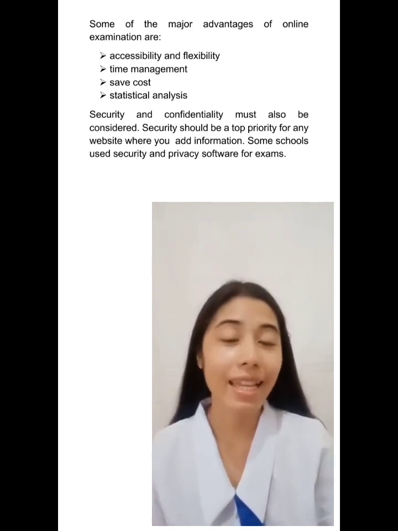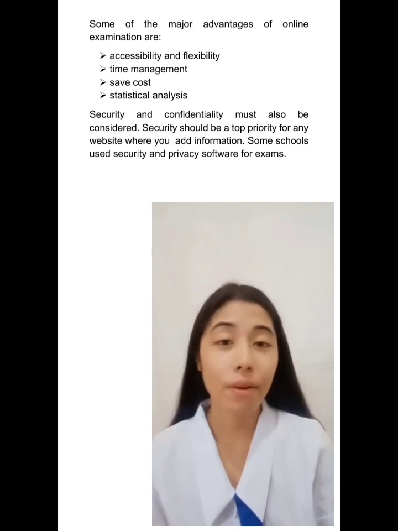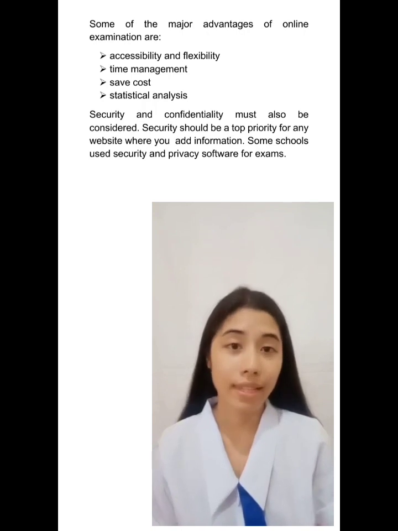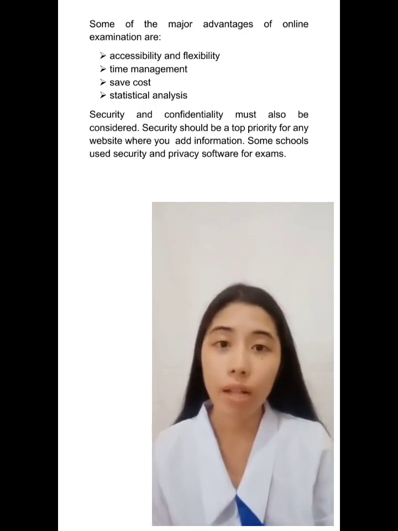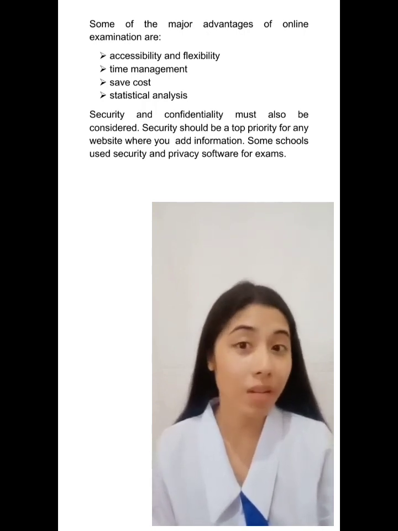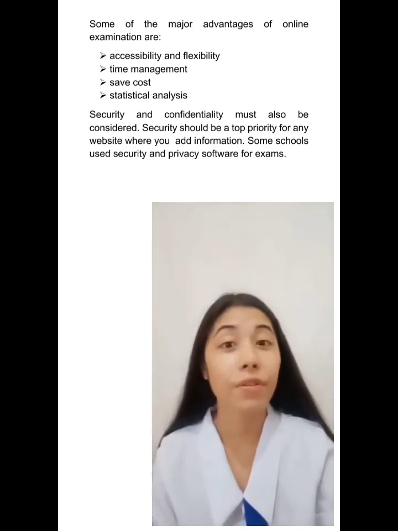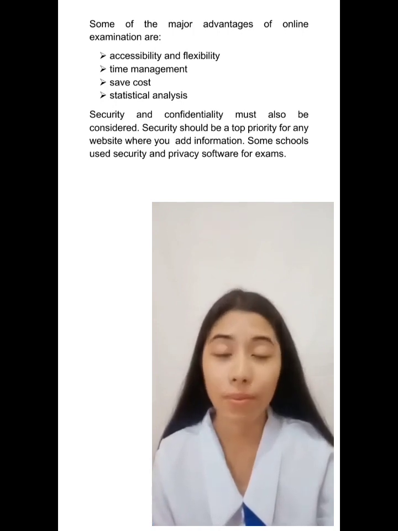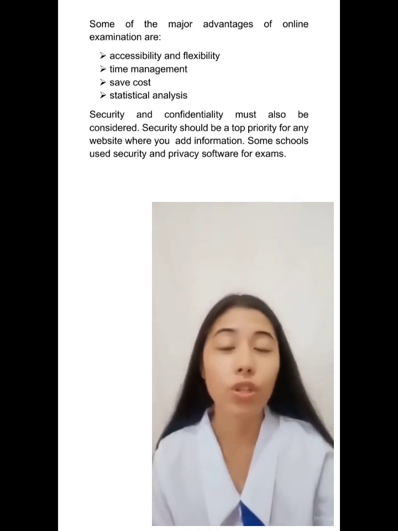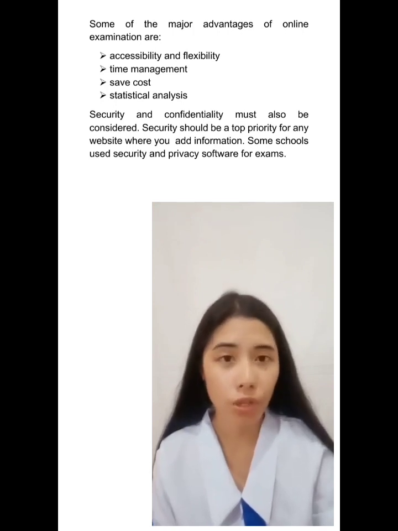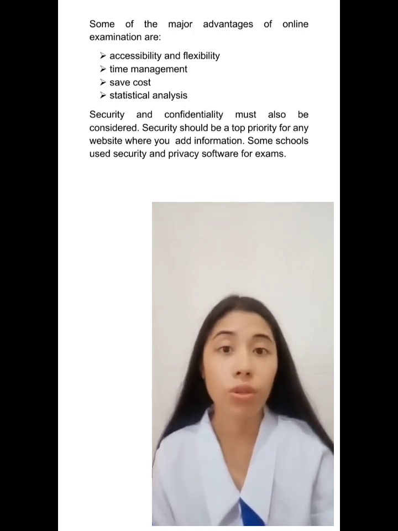Lastly, statistical analysis. Different comparative analyses can be done to analyze the outcome of an exam over time with the help of compared data, which can be easily stored over time. Security and confidentiality must also be considered. Security should be a top priority for any website where you add information. Some schools use security and privacy software for exams.